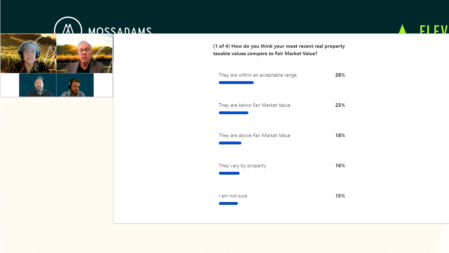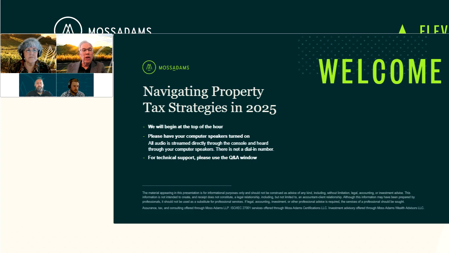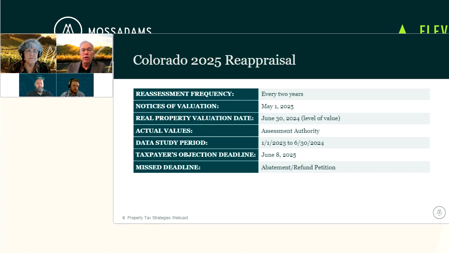I will start off by addressing, as Talia said, the Colorado 2025 reappraisal. As it shows in this chart, Colorado reappraises every 2 years in the odd-numbered years, and the county assessors, who are required to establish fair market value, are required to issue their notices of value no later than May 1st of 2025.